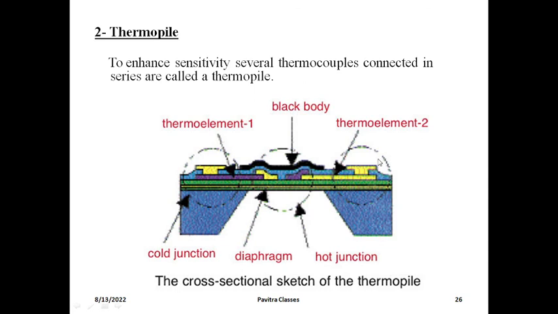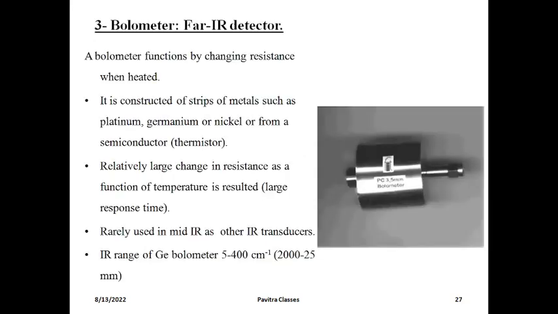Because of that, this is the hot junction and this is the cold junction. The heat is moving from this place to this place. So thermocouples connect with a series of thermopiles. One unit is called a thermopile, and a series of thermopile units is called the thermocouples.